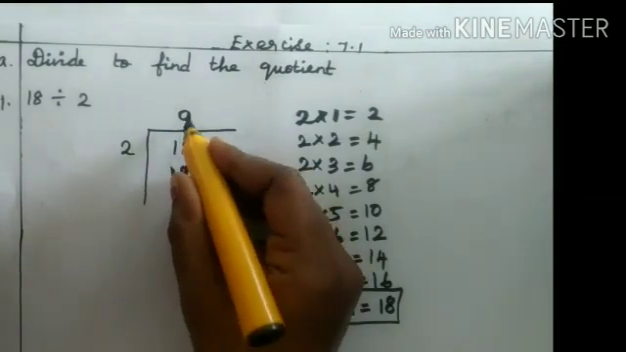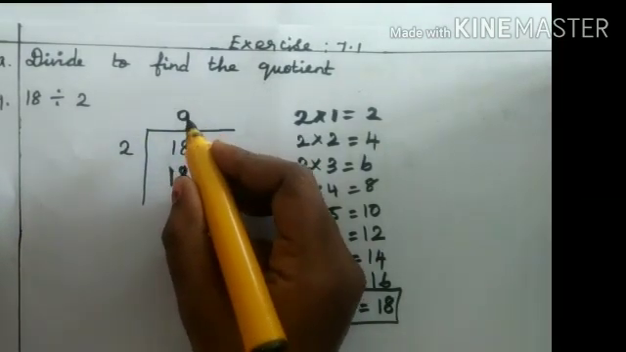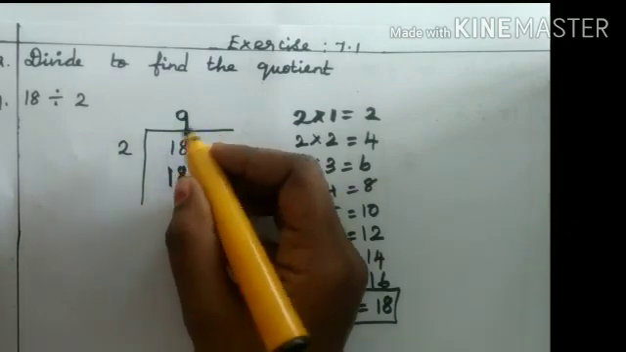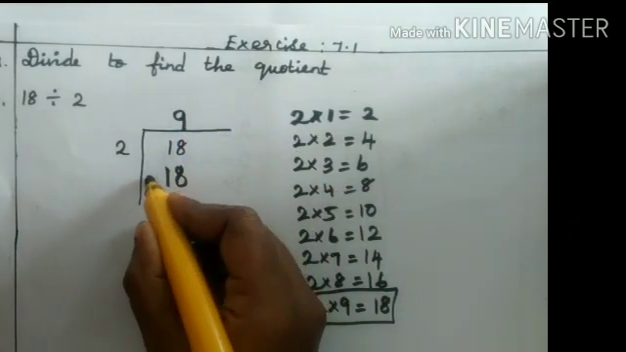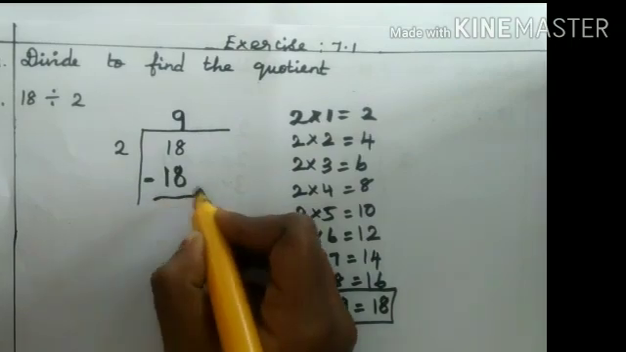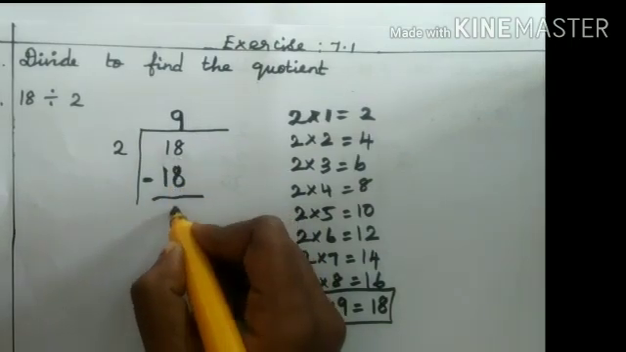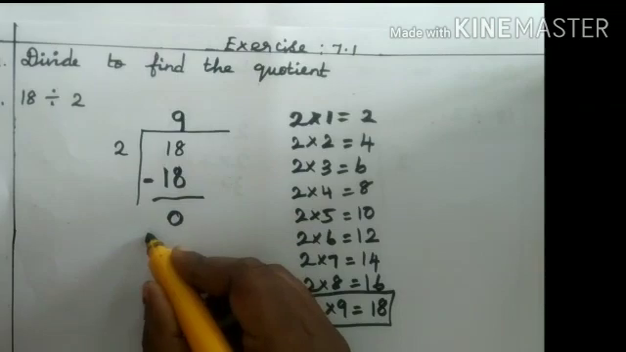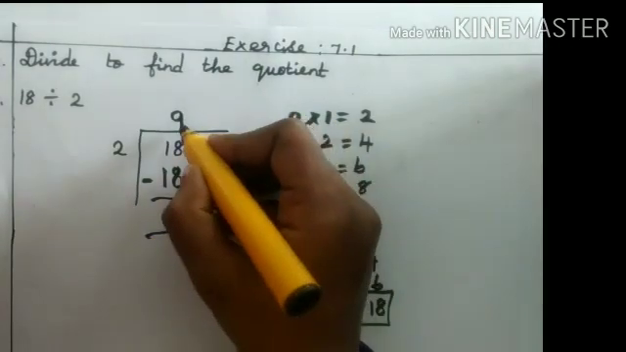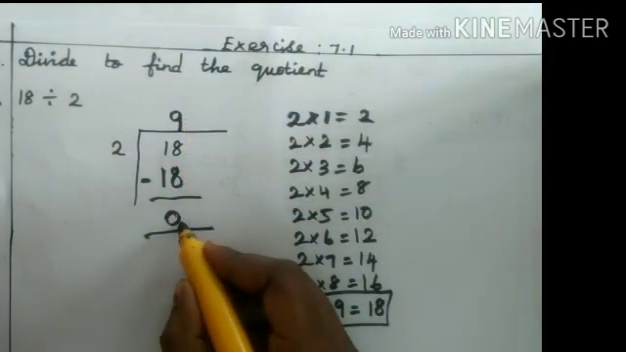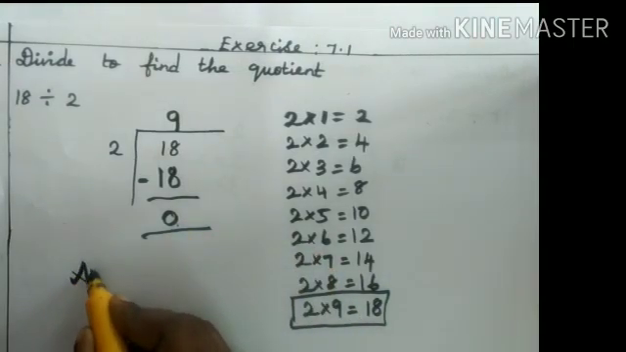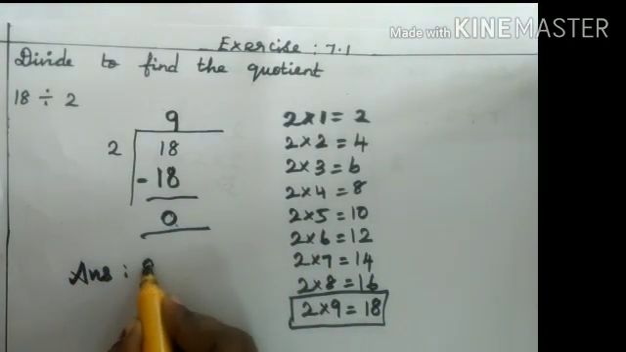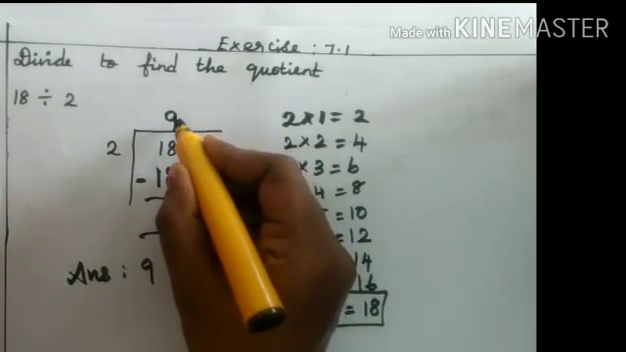So you have to write the 9 on the top. 9 is called the quotient. 2 nines are 18. Now you have to do subtraction. So 18 minus 18 is equal to 0. The remainder is 0. So the answer is 9.